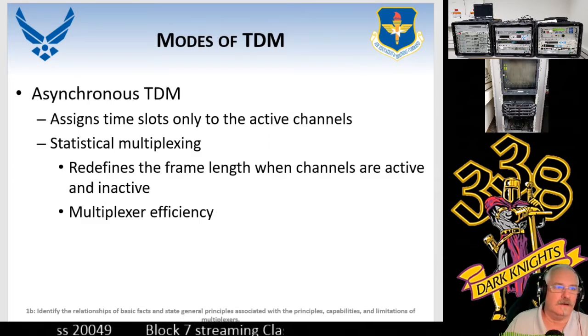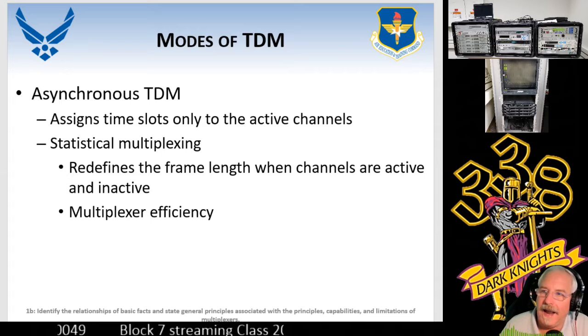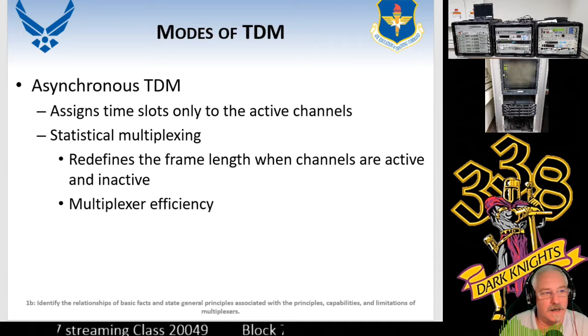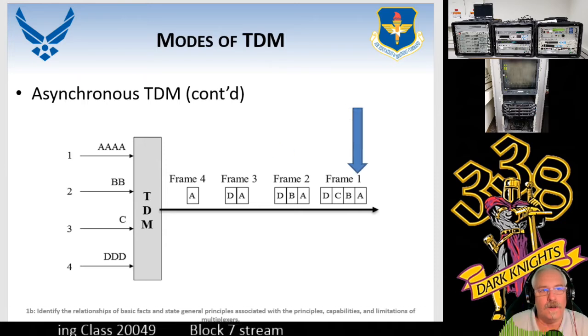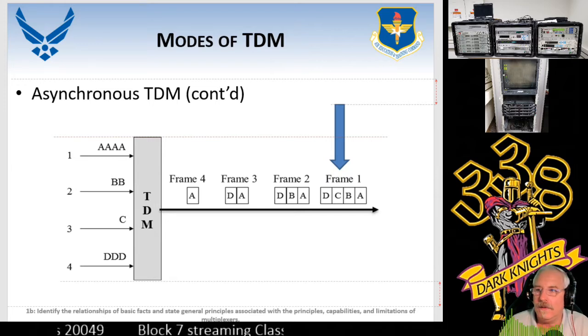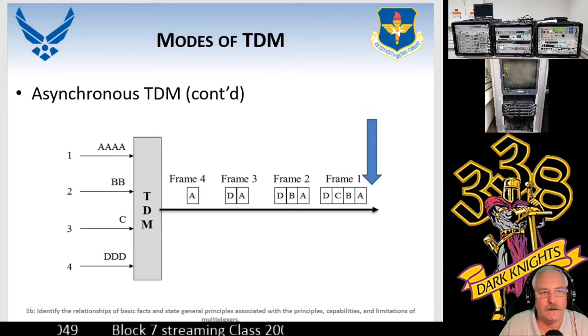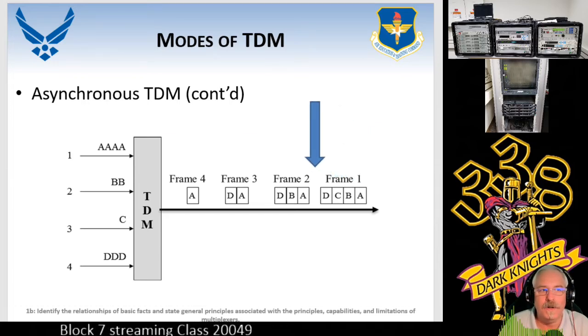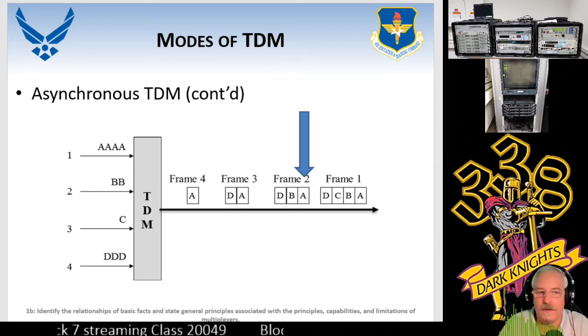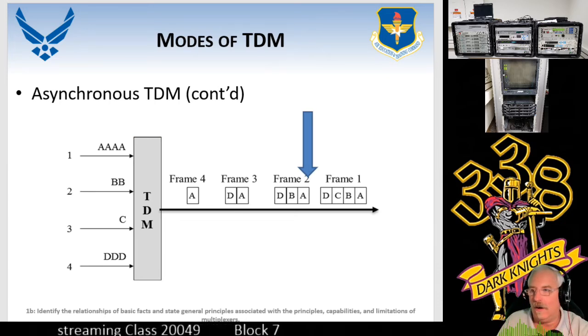Then we get to async. This one assigns time slots only to the active channels. In other words, if you're on it, you get to use it, but just remember there are some advantages and disadvantages to it. So let's take a look at it. It is multiplexer efficient, and let me explain. Just like before, you had Alpha, Bravo, Charlie, and Delta in frame 1. The problem is you're going to have a frame bit, a start bit, a stop bit, and so on.